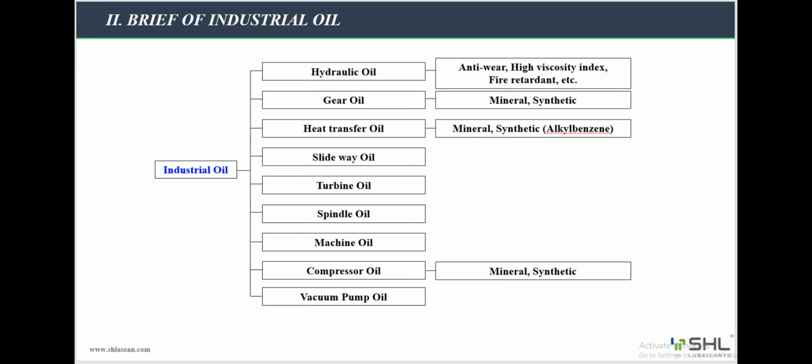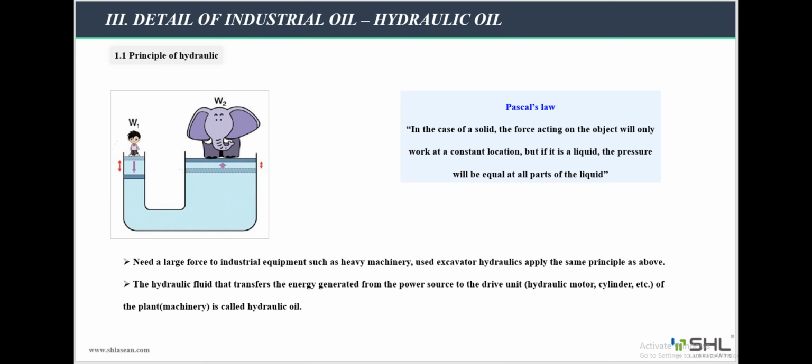Industrial oils include the following main oils: hydraulic oil, gear oil, heat transfer oil, slideway oil, turbine oil, spindle oil, machine oil, compressor oil, and finally vacuum pump oil. Hydraulic oil is classified into several subtypes based on additive composition and intended use, such as anti-wear and high viscosity index. In addition, gear oil, heat transfer oil and compressor oil include two main types: mineral base and synthetic base. Next we will go into details of each type to better understand how each oil works and its function.